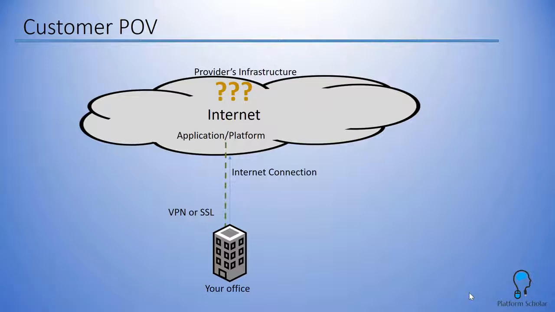So from the customer's perspective, all they know is that they have an internet connection, and through it they can connect to a service provider's network to consume an application or a platform or an infrastructure over a secure link. And it's not always a VPN, it can be SSL at this point. Now, if there were a failover, the customer wouldn't have to do anything.